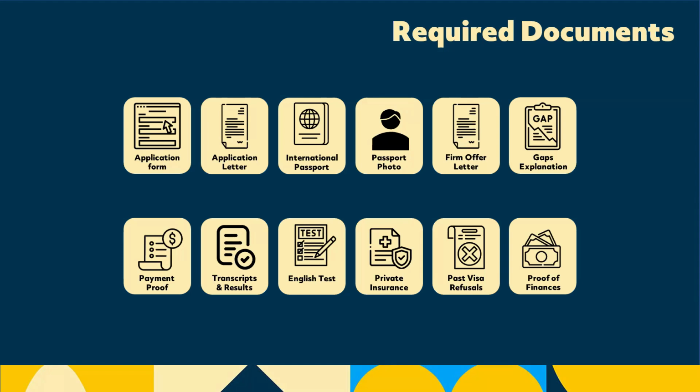Then you must provide private insurance. So you must provide proof that you have private insurance, and then you must disclose any past visa refusals. And then you must show proof that you have the finances to support yourself while living in Ireland without having to rely on public funds.